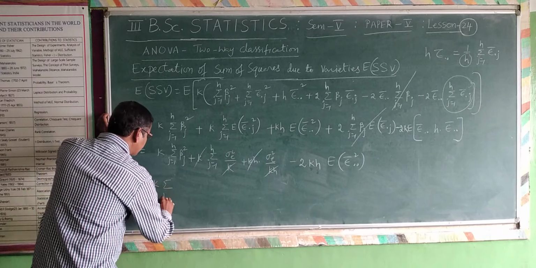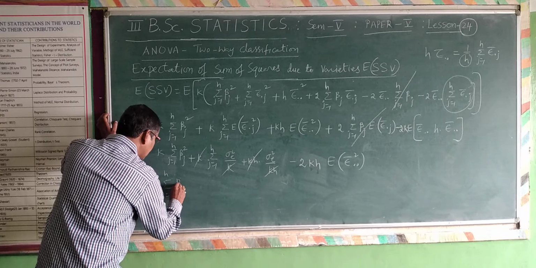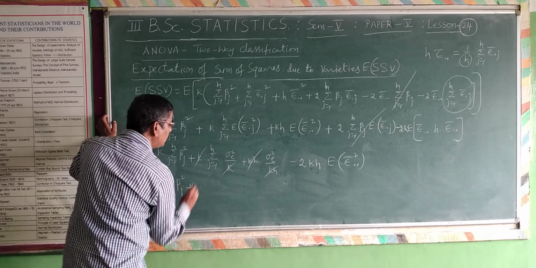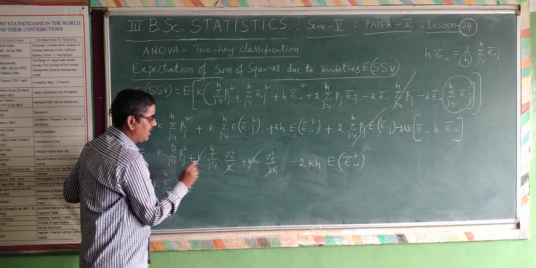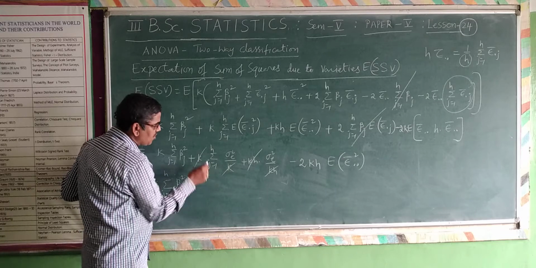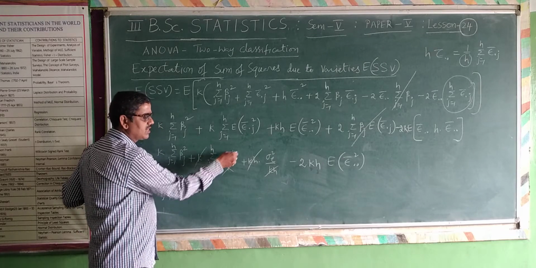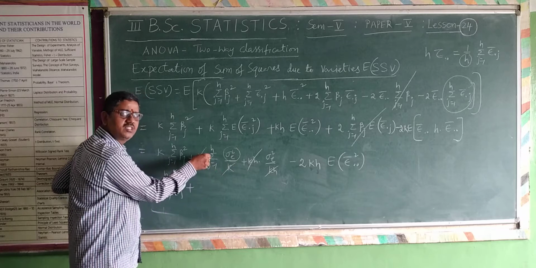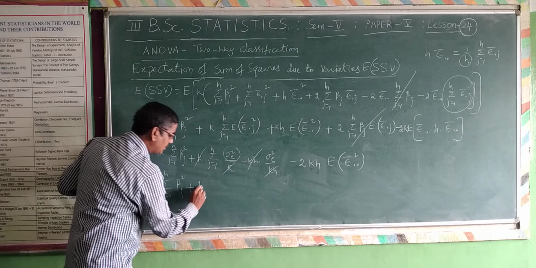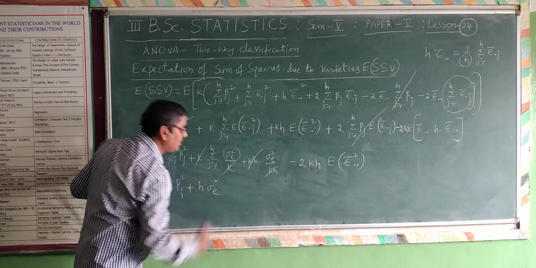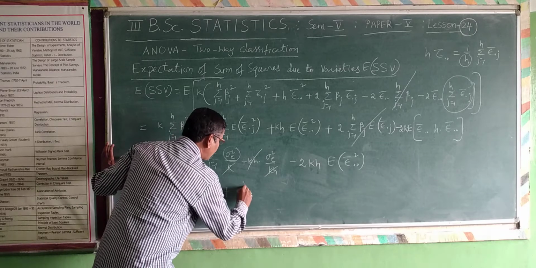k into summation j is equal to 1 to h beta j square plus, now you see here, after cancelling k is a constant, hence I have cancelled directly. Summation j is equal to 1 to h sigma square e. Sigma square is a constant, does not depend on j. So therefore we have h into sigma square e, plus this is sigma square e.